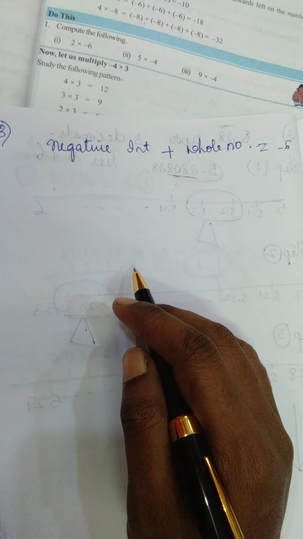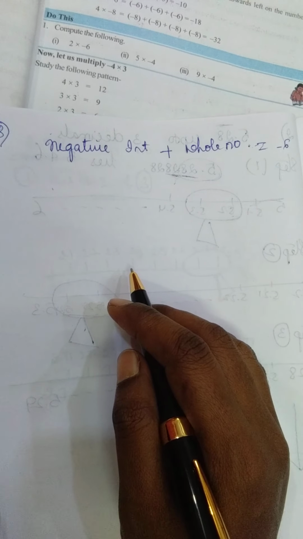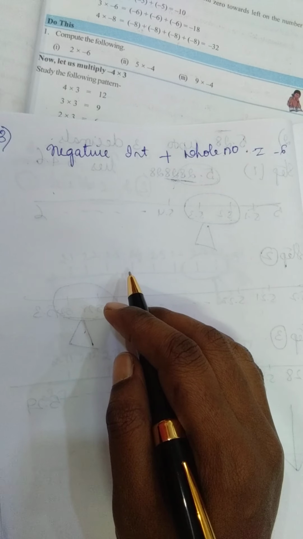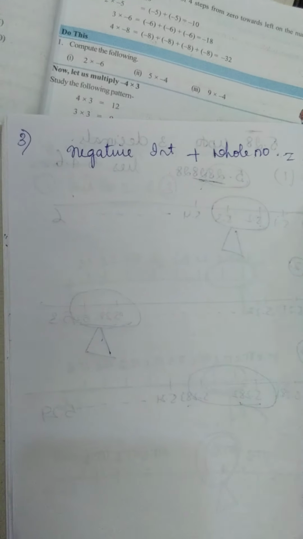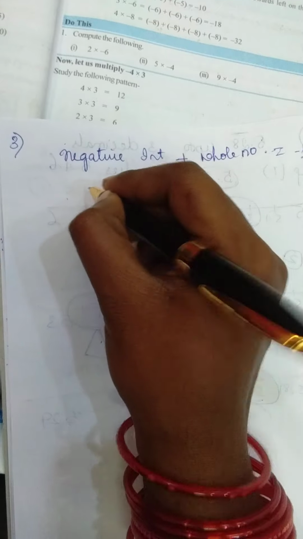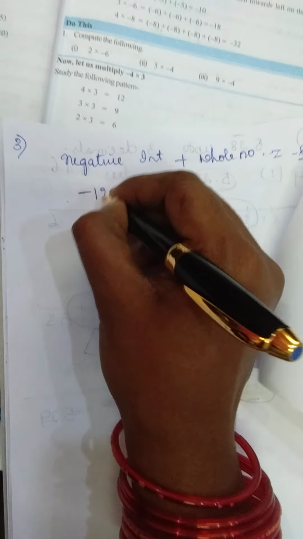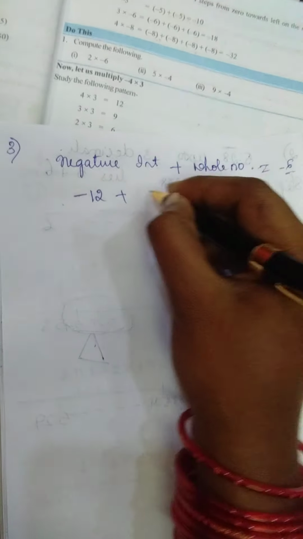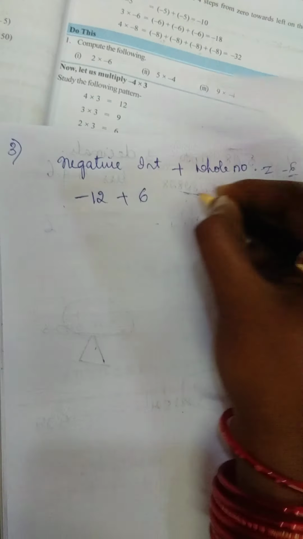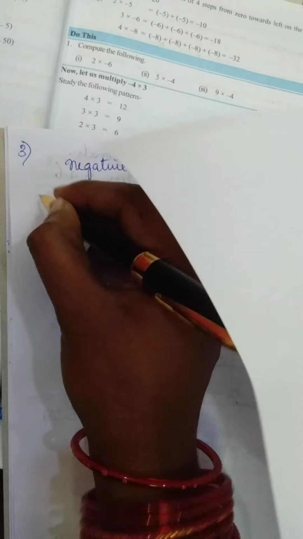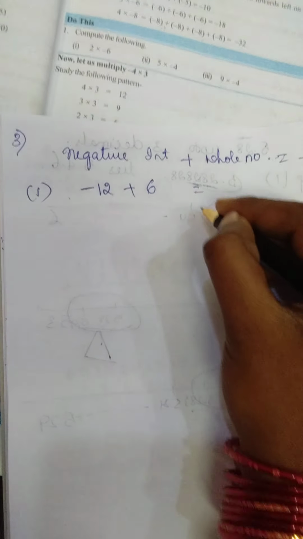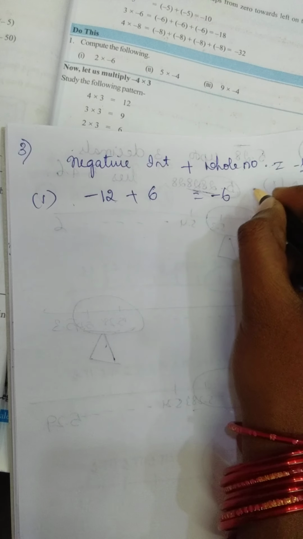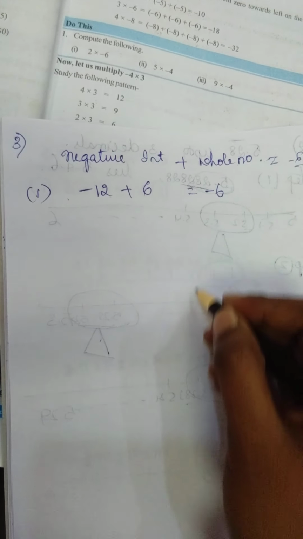Suppose you take minus 1 plus 0. What is the answer? Minus 1, right? So it is not a correct one. You have to get minus 6. Clear? Suppose you take an integer as minus 12 plus whole number as 6. What is the answer? Minus 12 plus 6 is minus 6. Now it is getting minus 6. Like this you have to check.